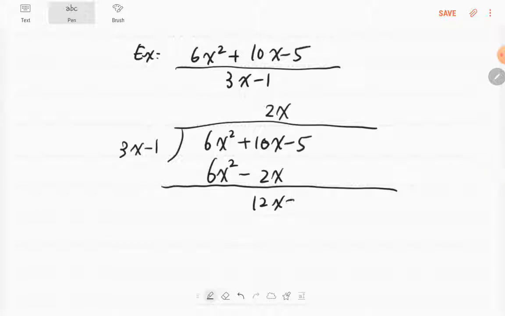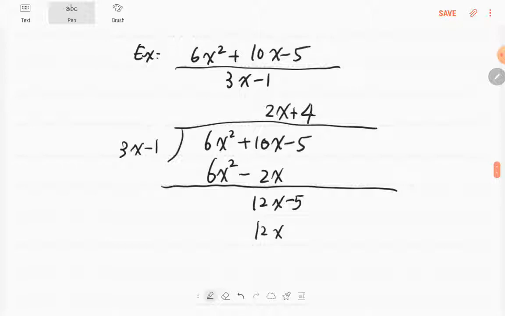Of course, we will copy down one more term. Then we check. We only focus on the first term, 12x. We want to know which number times 3x we're going to get 12x. So our answer will be just 4, right? After we put 4 here, we will check. We will use the multiplication.